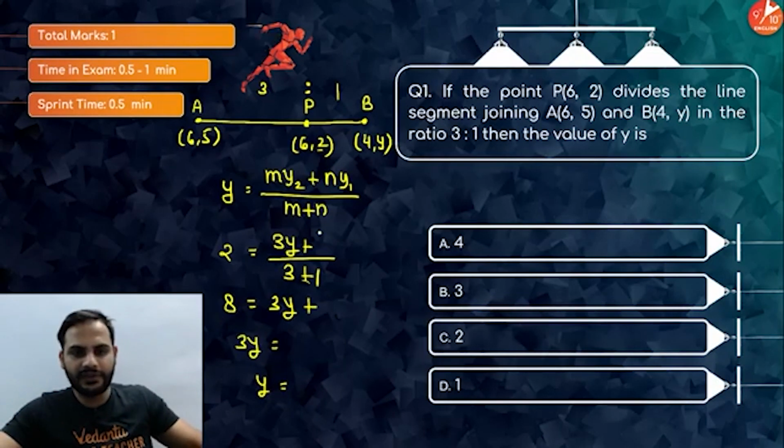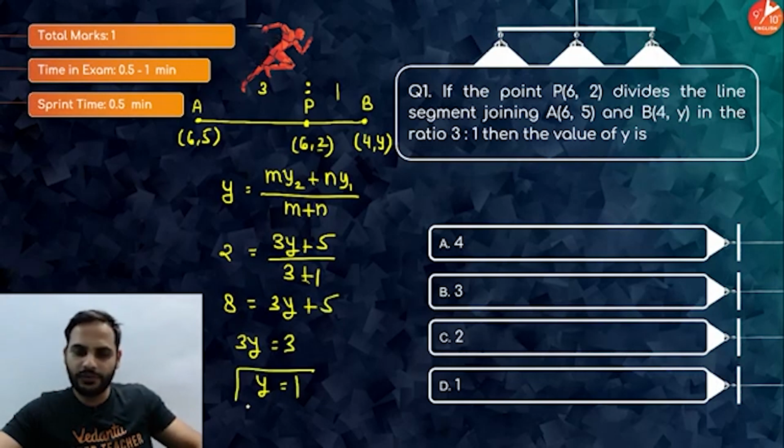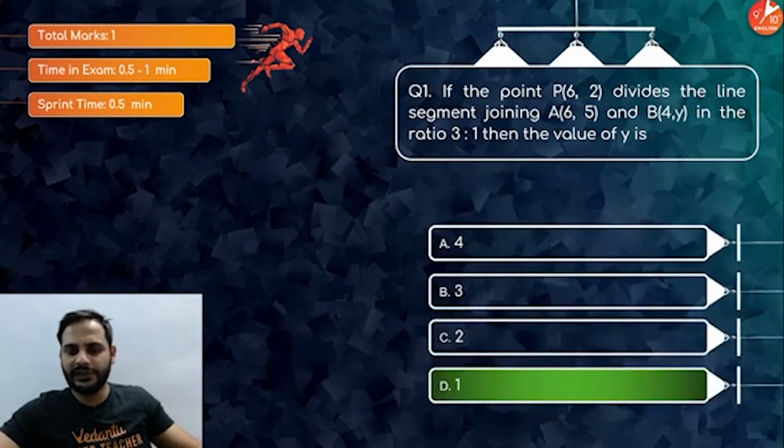Because main thing was 1 into 5 I have to do, not 1 into 6. X coordinate I will not multiply, 1 into 5. So it will be 4 2s are 8, 3y plus 5. So 3y is equal to 3, y is equal to 1. Option D, direct formula. ठीक है, option D will be your correct answer. Direct formula हो गया ये तो.